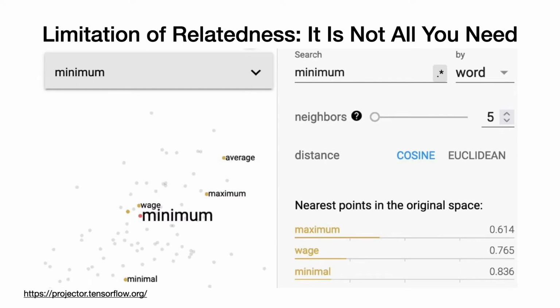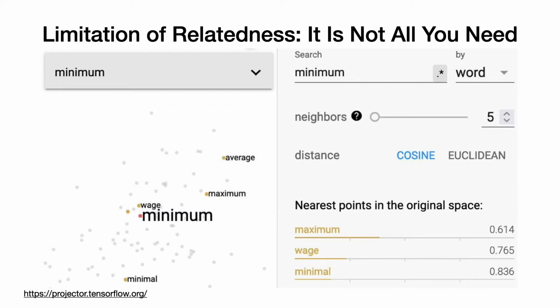Let's have a look at the following example from Google's word2vec embeddings. Here, we want to find the closest words, or the most similar words, to the word minimum in the embedding space. The results are displayed in yellow text in the bottom right part of this page. As you can see, the top result is maximum, which is the exact opposite of minimum, and the second result is wage. So perhaps this is because there are lots of articles talking about minimum wage, and by the definition from the distributional hypothesis, they are located in a similar context, so they end up with similar representations.